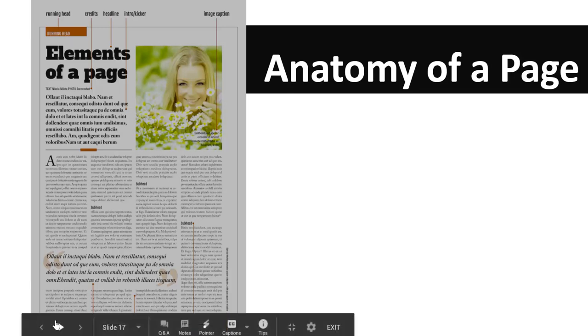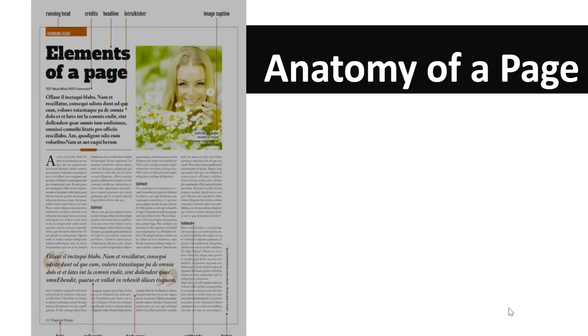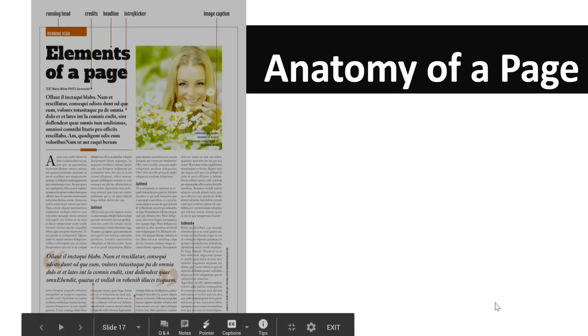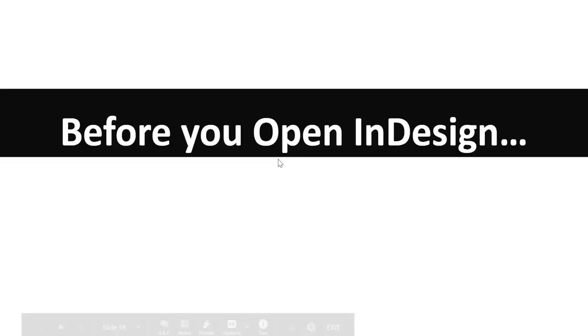This area down here at the bottom, where you see the page number, the page number in the bottom left-hand corner and the name of the magazine, that's known as the folio. So those are the main pieces of your magazine as far as the vocabulary is concerned.